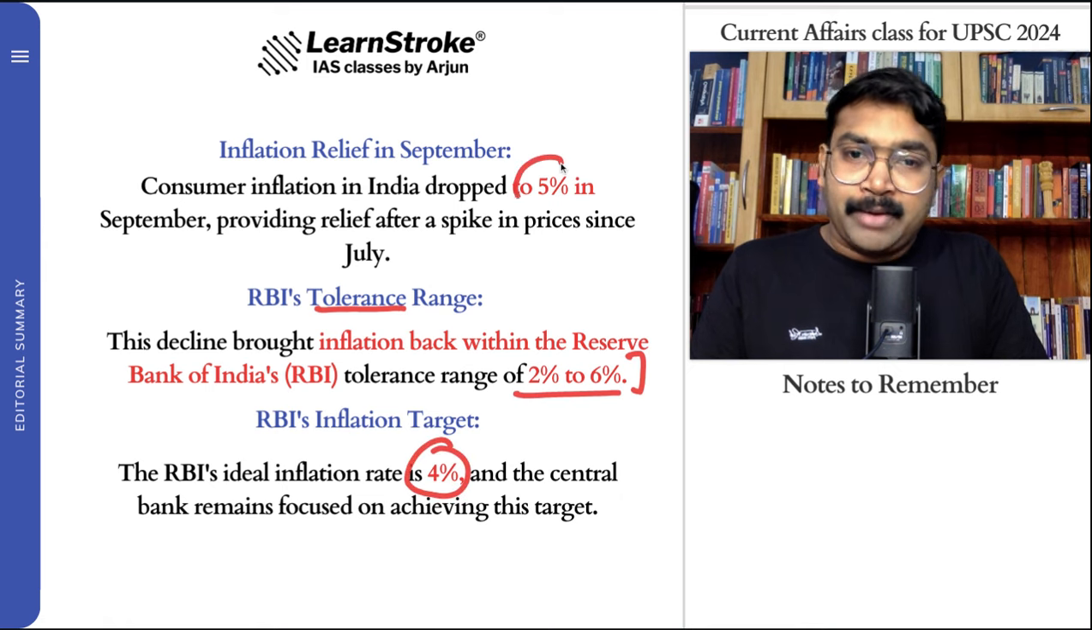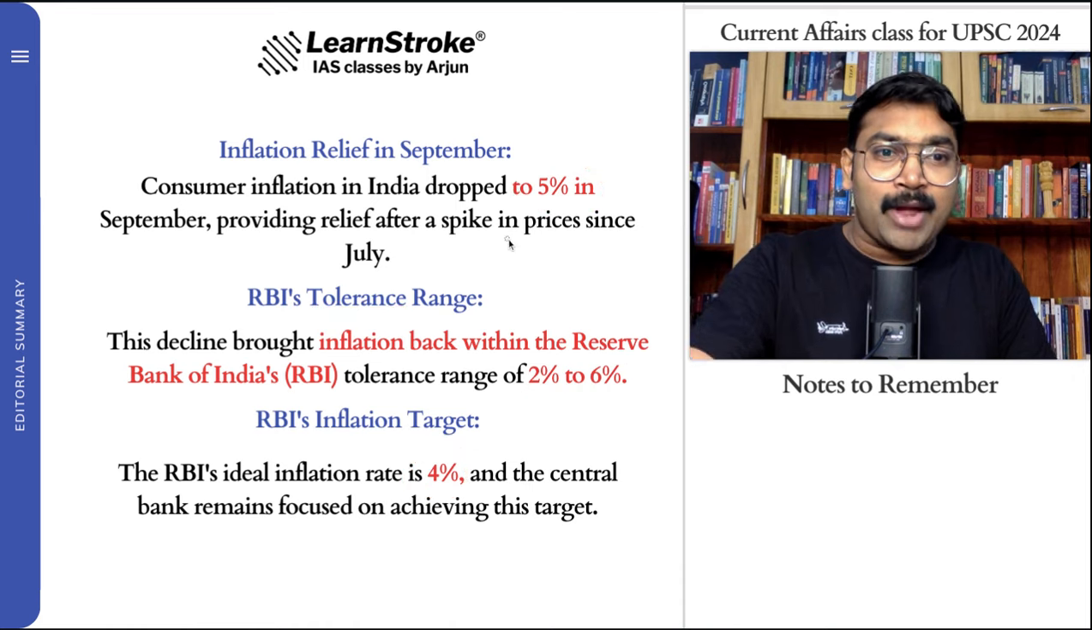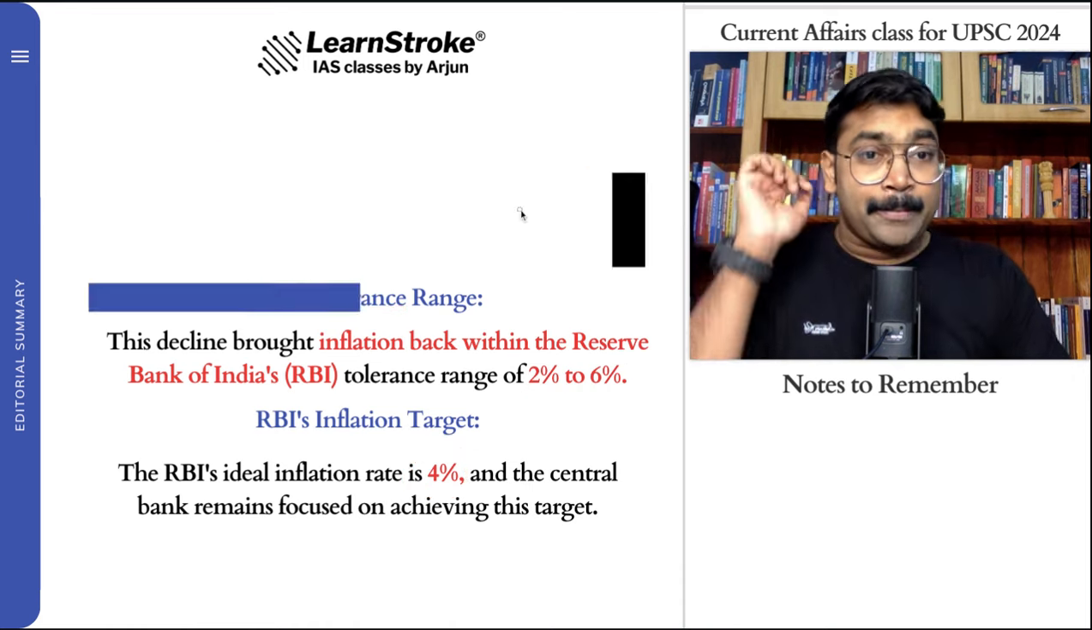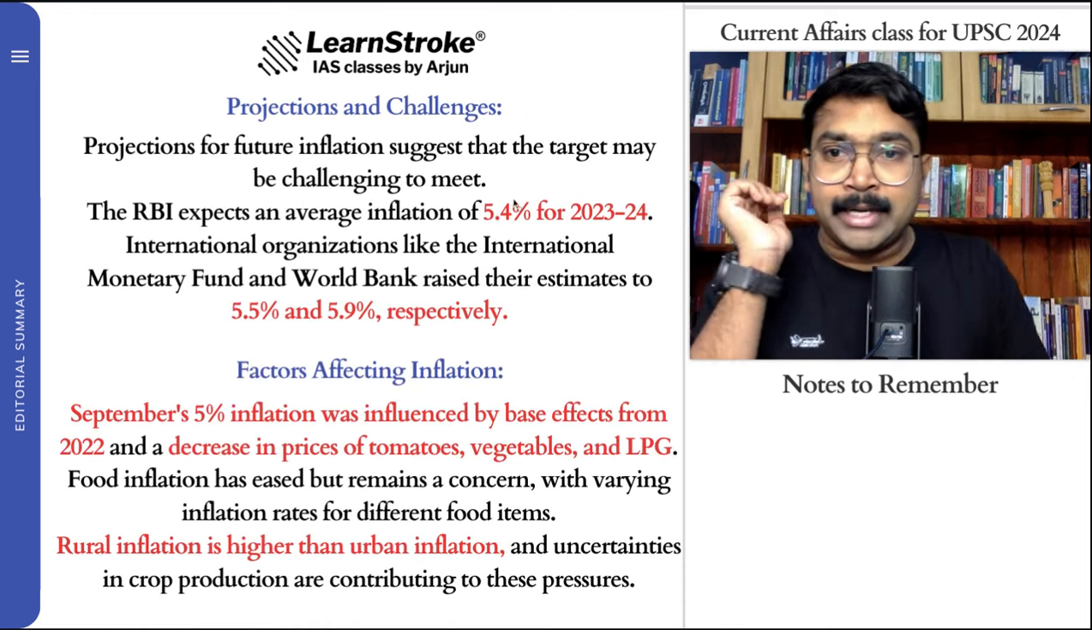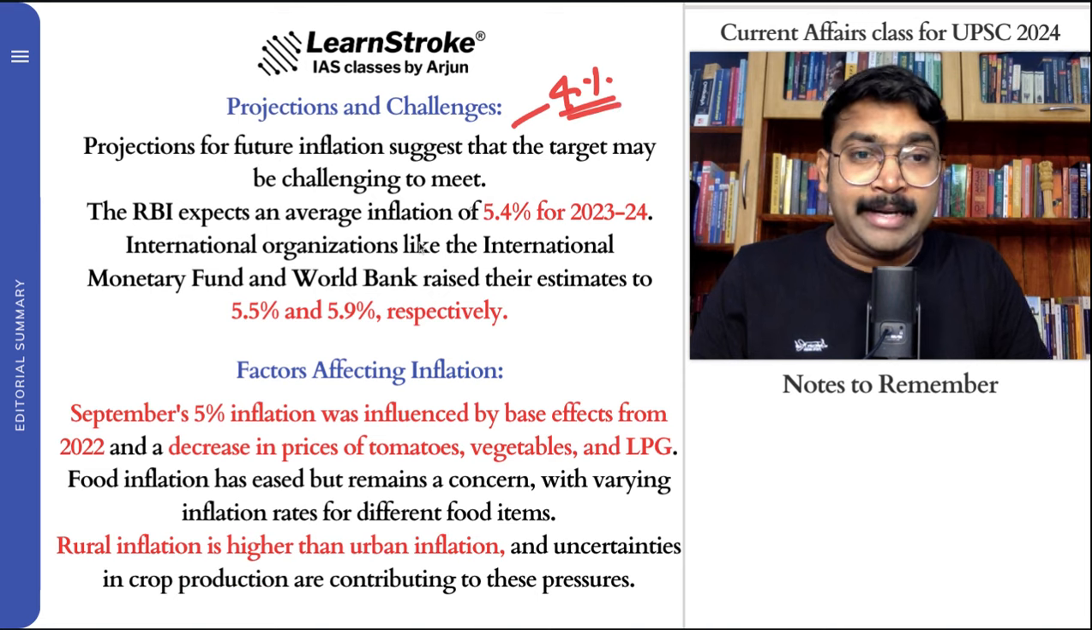But we have dropped to 5%. It's better than having a higher inflation. It's always better to have this 5%. So this was one of the important points, and our projections for future inflation suggest that the target may be challenging to meet. So getting a 4% target is going to be really tough.